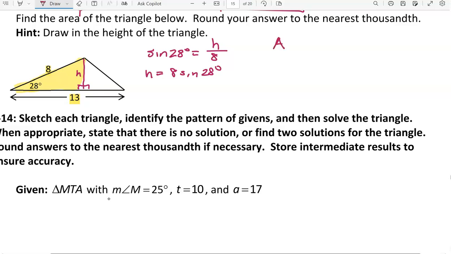The area of this big triangle is 1/2 times the base times the height, and the base of the triangle is 13, and the height is 8 times the sine of 28 degrees.